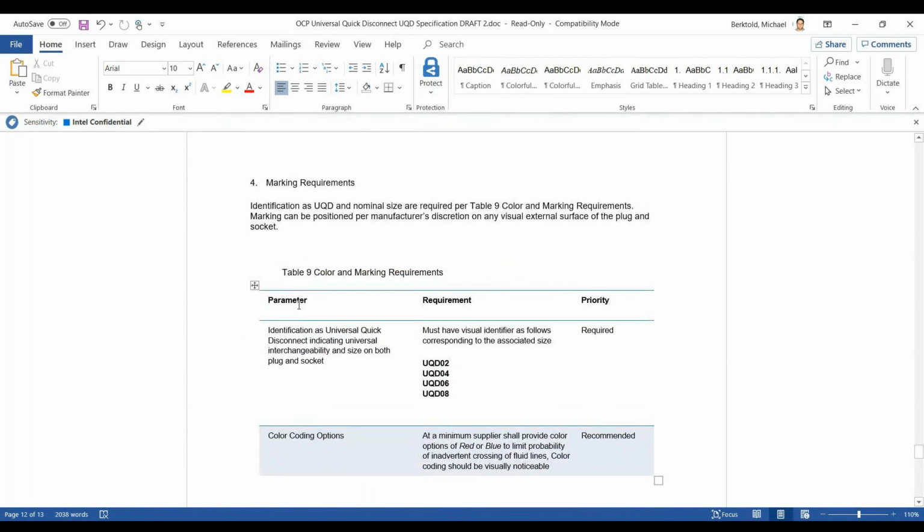So moving on, section 4, marking requirements. Am I doing all right on time here? Yeah, I think we're okay. Okay. Leave 5-10 minutes for other updates.